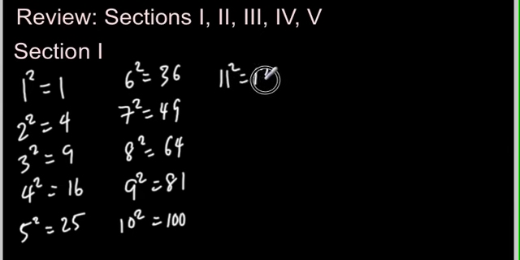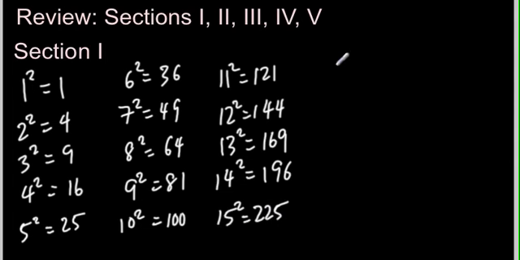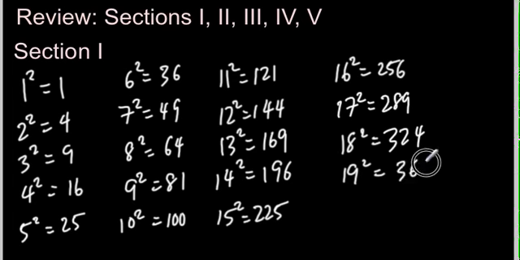So 11 squared is 121, 12 squared is 144, 13 squared is 169, 14 squared is 196. Notice how the numbers flip from 69 to 96, from 13 to 14. And 15 squared is 225. 16 squared is 256. 17 squared is 289. 18 squared is 324. 19 squared is 361. And finally 20 squared is 400. All right, so that's from 1 to 20.